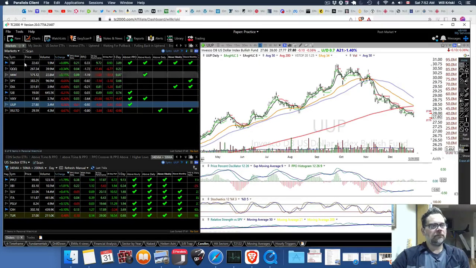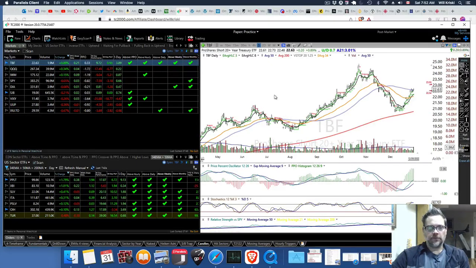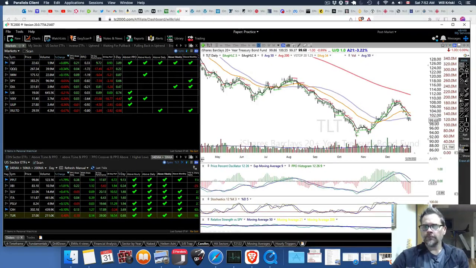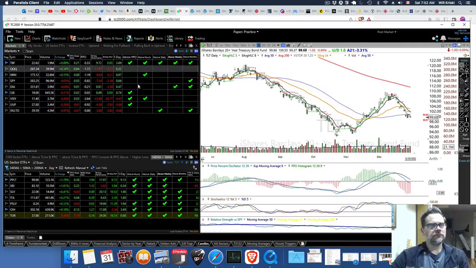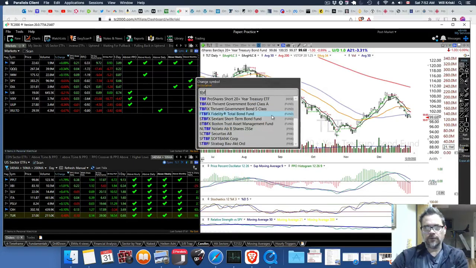But the inverse, the TLT is the bonds. You can see it's been going down. It's going down as well as the stock market in parallel, so that's interesting. But the TBF is the inverse.